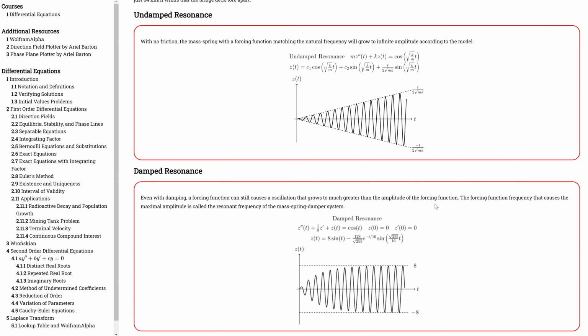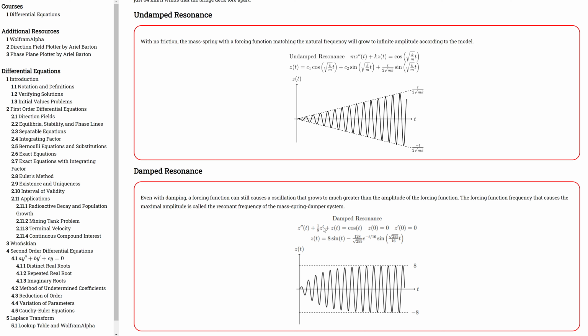Then the other type can occur even when there is damping, when there's friction. So even with damping, a forcing function can still cause an oscillation that grows to a much greater amplitude than the forcing function. So the forcing function frequency that causes the maximal amplitude is called the resonant frequency of the mass spring damper system. So here we have damped resonance, so we have this real system to make it concrete. So the damping coefficient in this case is 1/8, and it's being driven by cosine of t.